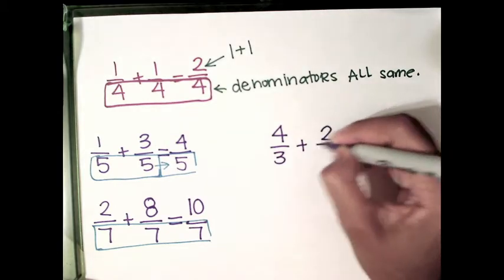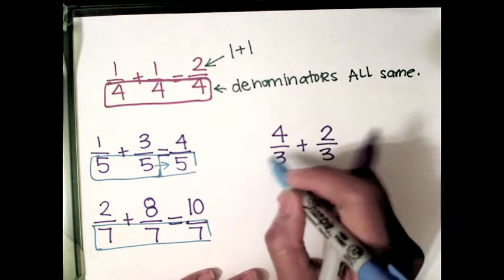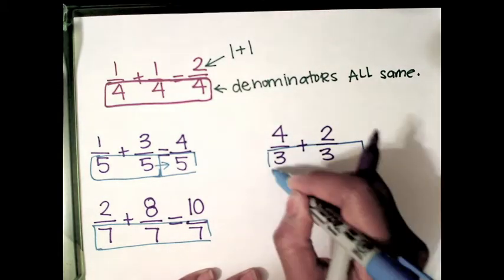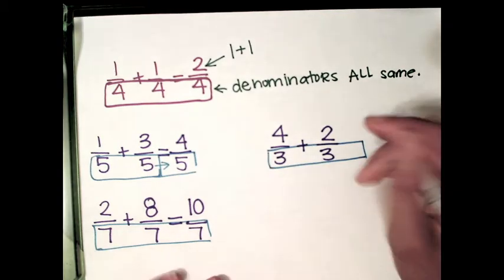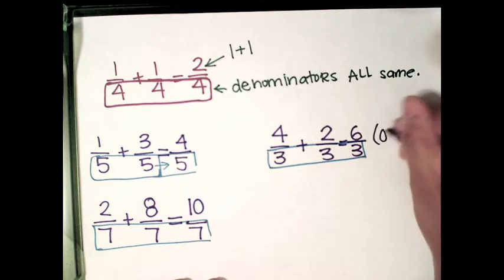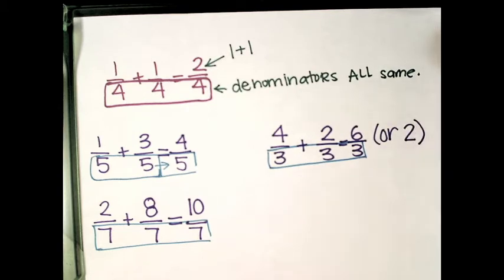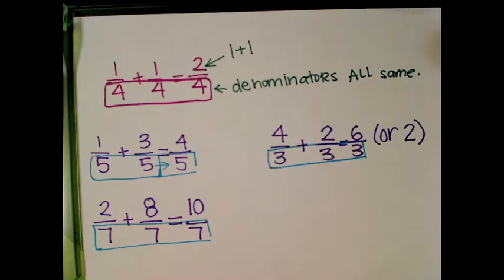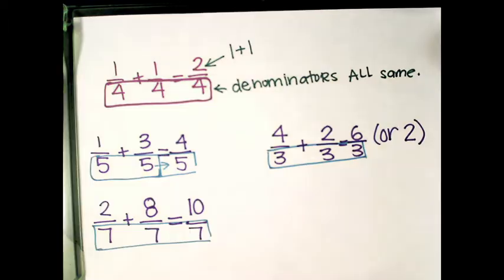Now if I have 4/3 and 2/3, again my chocolate bar is going to stay in 3 equally sized pieces. And I'm going to add the 4 slices I have to the 2 slices I have of the other. I get 6/3, or 2, since 6 divided by 3 is 2.